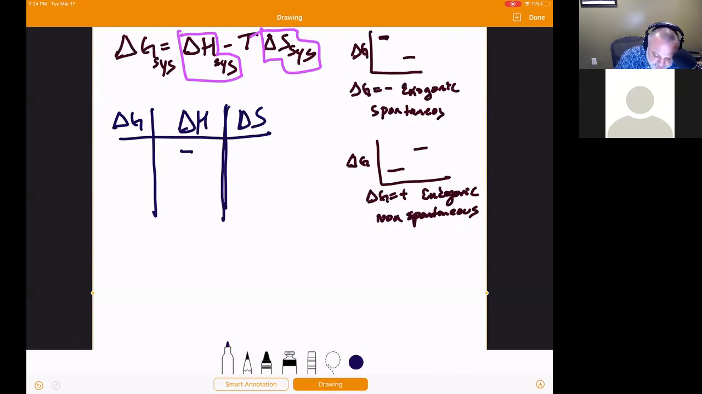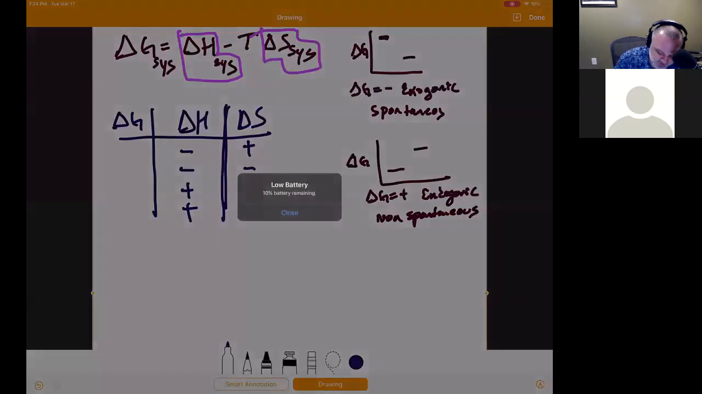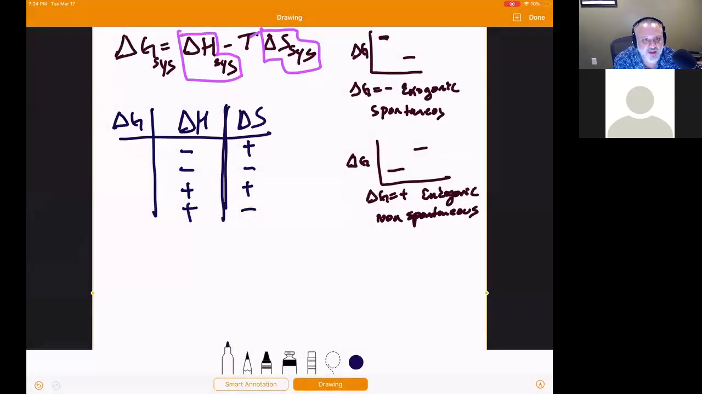We have the scenario where delta H is negative, and delta S can be positive or negative. We have the scenario where delta H is positive, and delta S can be positive or negative as well. So how does that work out? Let's take a look at the first situation. If delta H is negative, and I take a positive number, multiply it by a positive temperature, and subtract that from a negative number, I always get a negative value.